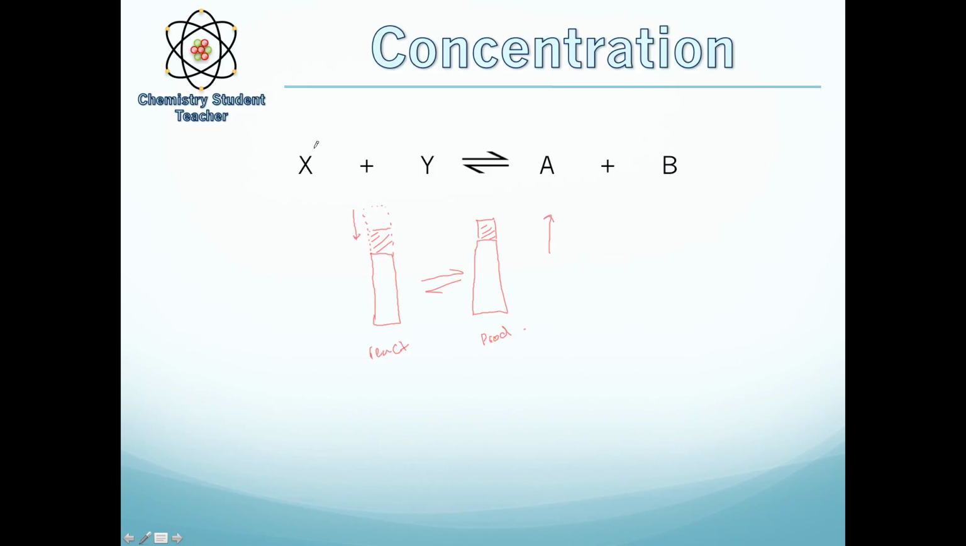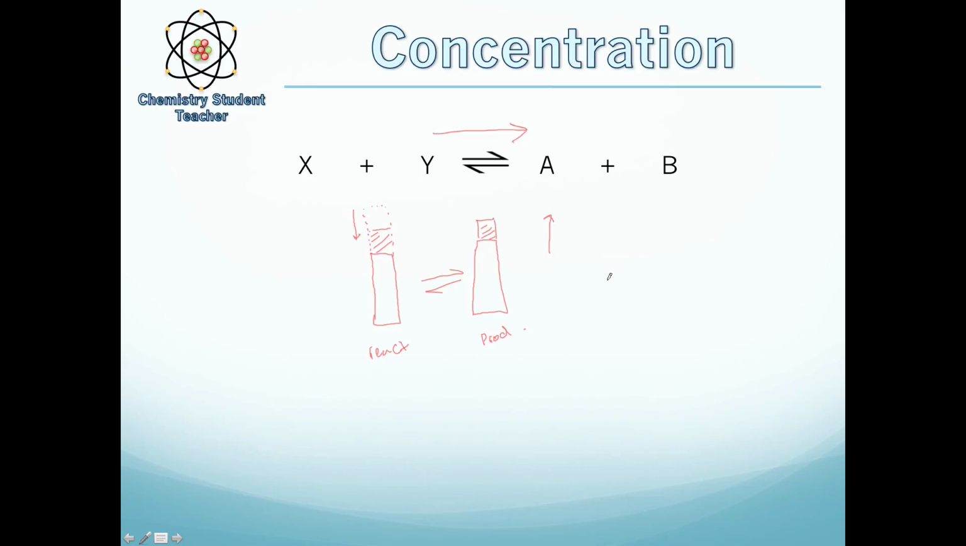So if you increase the concentration of the reactants, it will react to form more A and B to minimize the change, shifting the equilibrium to the right. And again, this is very good for companies.